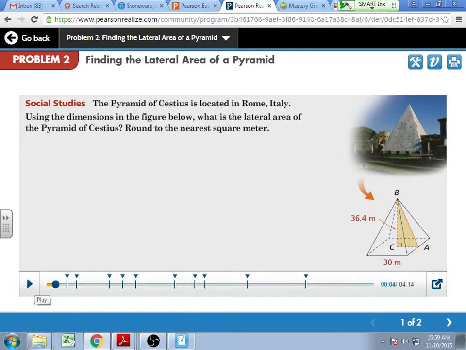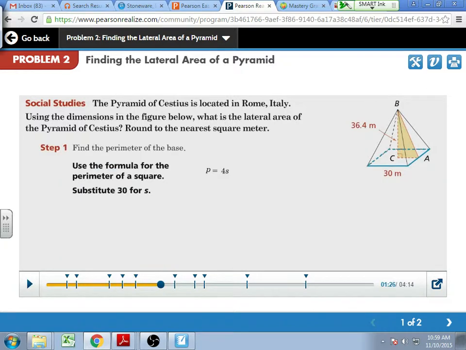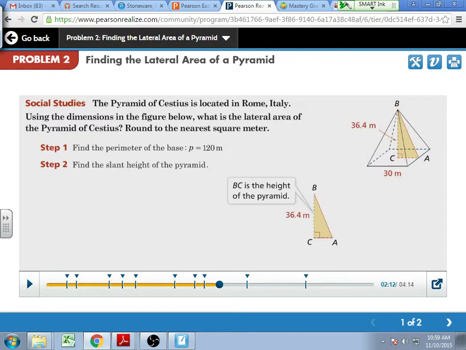Jacob? Because that's a right angle and it kind of bisects 30, so that leg would be 15. So you can use the Pythagorean theorem to find the slant height, 39. So we break this up. We say CA there is 15. They start solving it in a different order, but here's our triangle that we use.